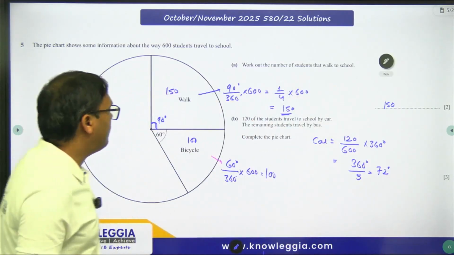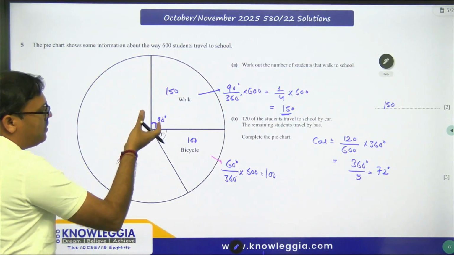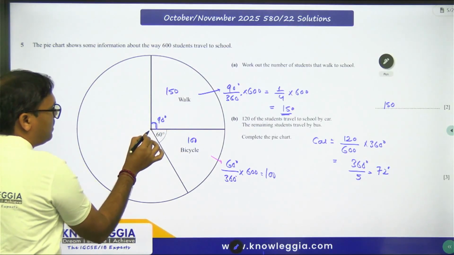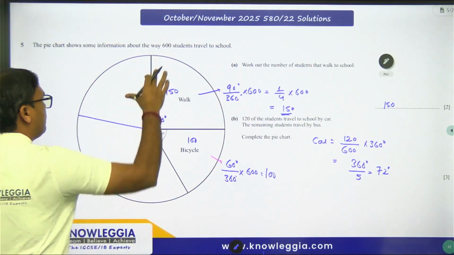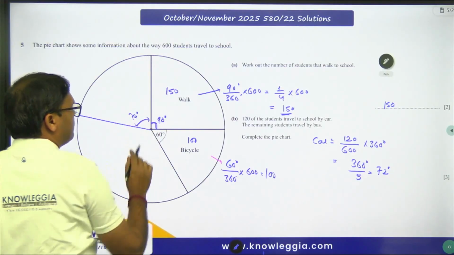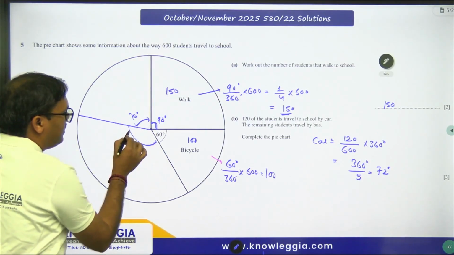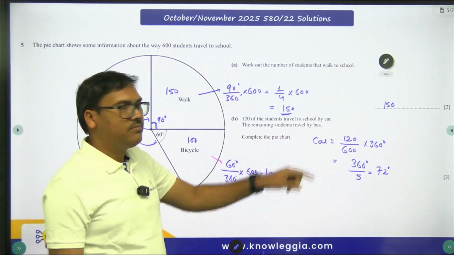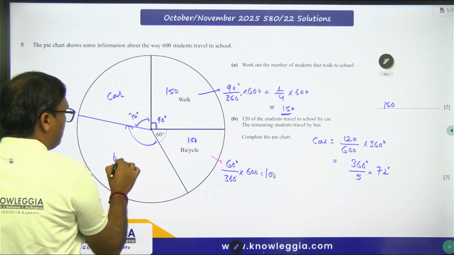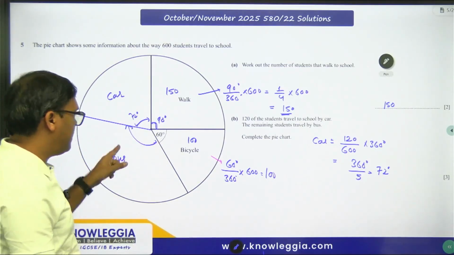So how will you make this 72 degrees? Basically, you can use a compass and a protractor, and from this you can measure an angle of 72 degrees. So roughly like this. This is 72 degrees. This is how you have to draw this. You just make the angle 72 degrees, and the remaining angle will be for the bus. So this is for car and this is for bus. So this is how you can show this 72 degrees, and the remaining is 138.